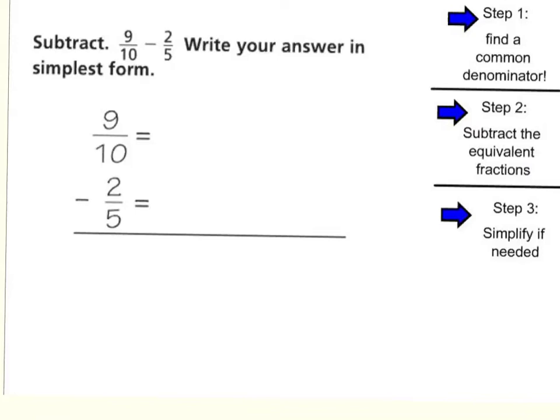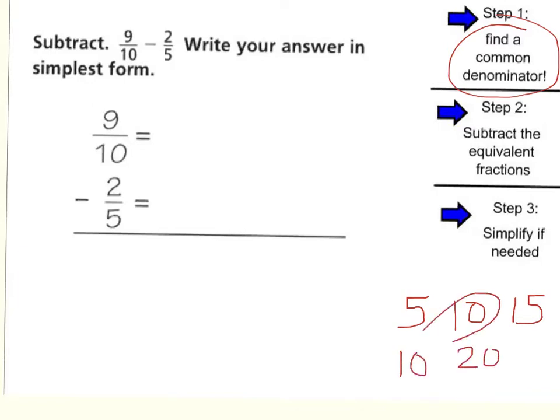The first thing I need to do is to make sure I have a common denominator. So I need to list my multiples of 5 and 10 and find the least common multiple. So if I started counting by 5s, 5, 10, 15, and if I started counting by 10s, 10, 20, I'd realize that my least common multiple is 10. So I would need to change both fractions to have a denominator of 10.